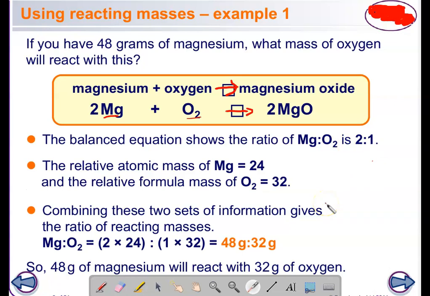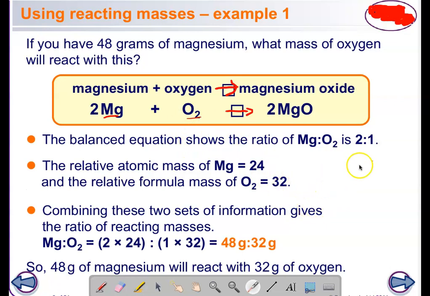You can also use mole ratios. You can calculate the number of moles of magnesium in this reaction and then divide by 2, because 2 lots of magnesium reacted with 1 mole of oxygen. So again, we need the number of moles equals mass over molar mass. Divide the mass of magnesium given in the question by the relative atomic mass of magnesium, and you get the number of moles of magnesium in this reaction.